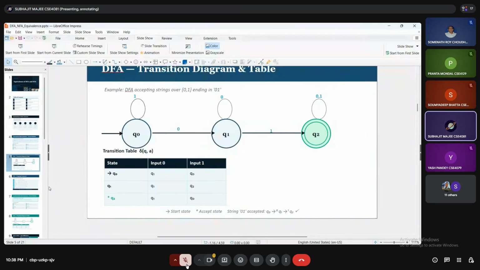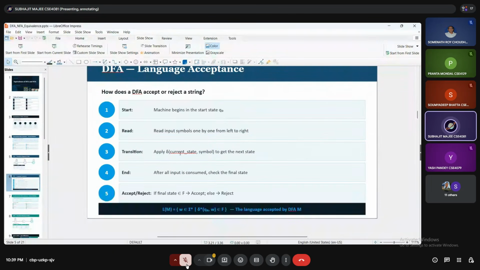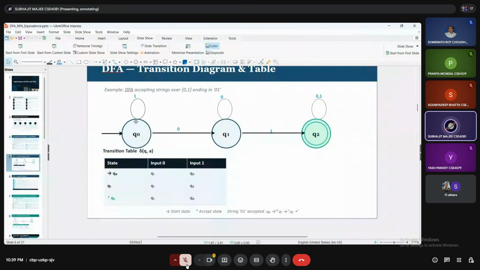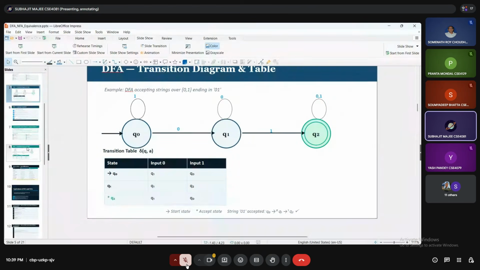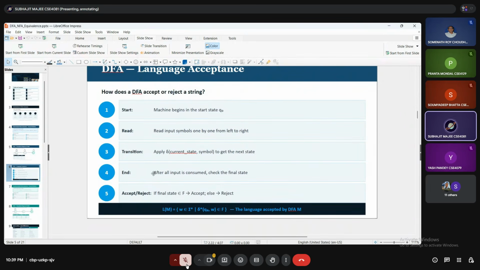We are going left to right, and if we want to see it right to left, then we will have to mirror the whole thing. Then transition, applying delta on the current state and symbol to get the next state. If we give 1, it returns to q0, its next state, and if we again input 0, then it will return to q1. So in the end, after all input is consumed, we check the final state: accept if the state is in F, else reject.